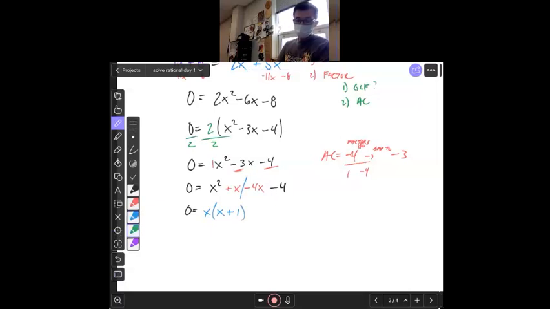And then these two, what do they have in common? Remember that first term's negative, so always take out a negative. They both have negative 4 in them. So take out negative 4. Negative 4 times what is negative 4x? Negative 4 times x. And negative 4 times what is negative 4? Will be negative 4 times 1.